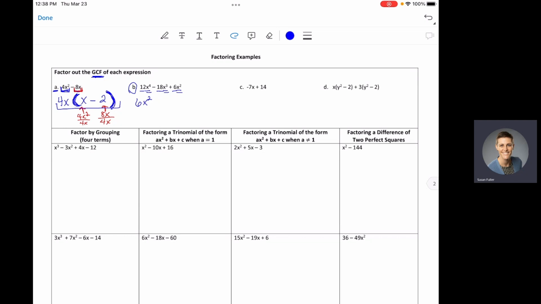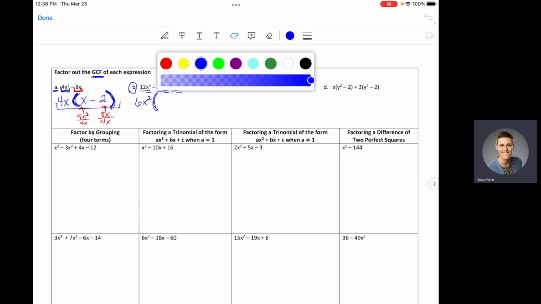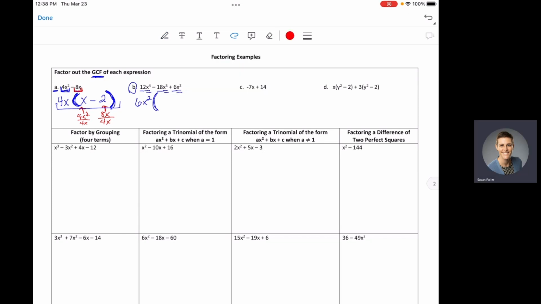So we're going to write our GCF and start our parentheses. And now we're going to take each of our terms here and divide by our GCF. So in here, that's going to be 12x to the 4th divided by our GCF of 6x squared. And when we do that division, what do we have left? Well, we will have 2, because 12 divided by 6 is 2. x to the fourth divided by x squared, we've got an x squared left.